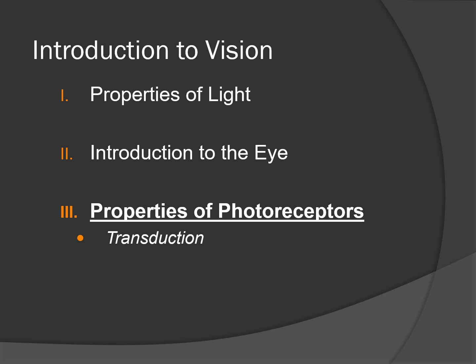As we continue to discuss the properties of the photoreceptors, it's important first now to go through this process of transduction. So transduction, that magical thing that happens that allows us to take that stimulus energy from the environment and turn it into something the brain can understand.